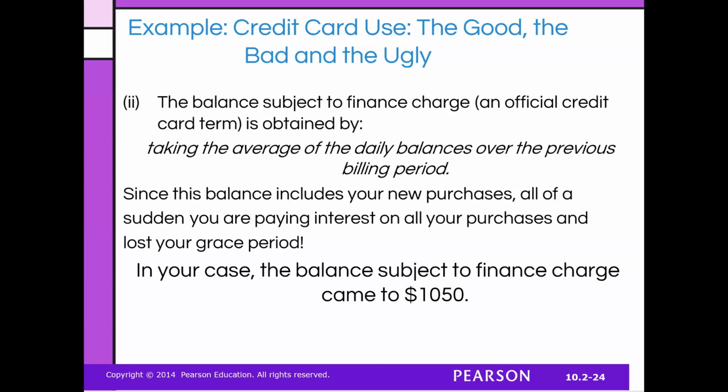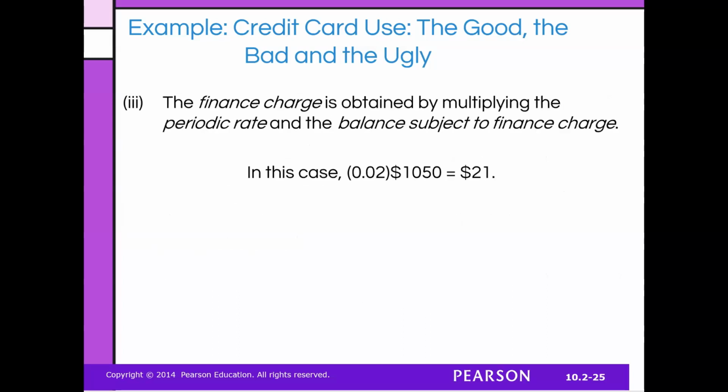The balance subject to finance charge is obtained by taking the average of the daily balances over the previous billing period. Since this balance includes your new purchases, all of a sudden you're paying interest on all your purchases and you lost that grace period. So in your case, the balance subject to finance charges came to $10.50. The finance charge was obtained by multiplying the periodic rate and the balance subject to the finance charge.